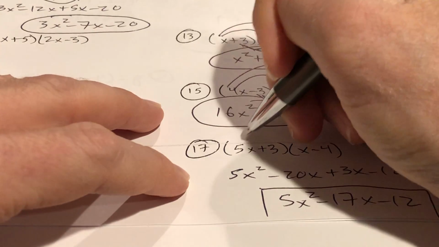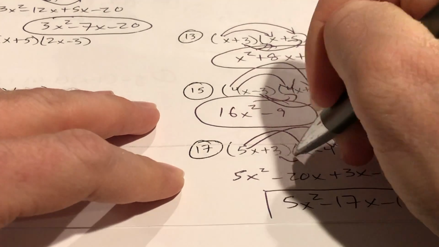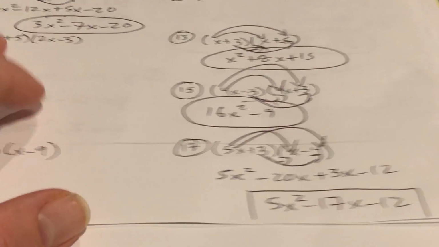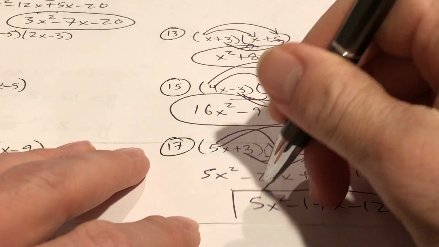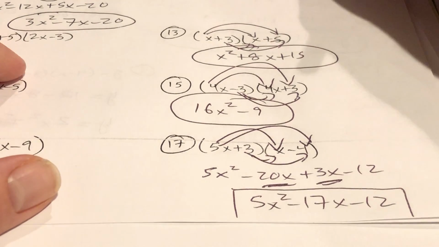All right, 5x squared minus 20x plus 3x minus 12. Negative 17x is the middle term.